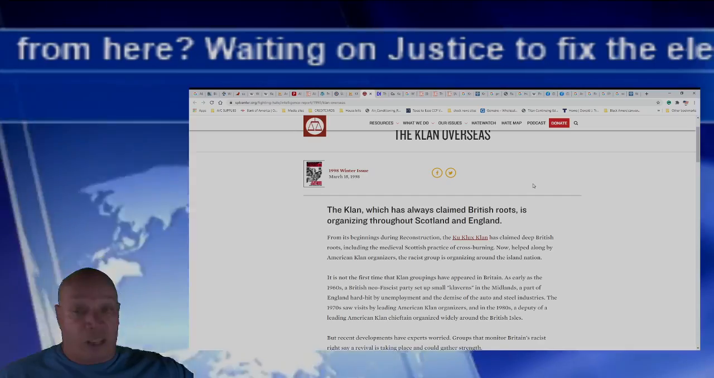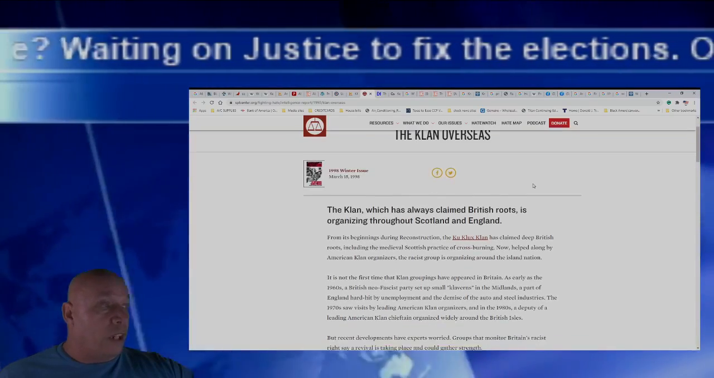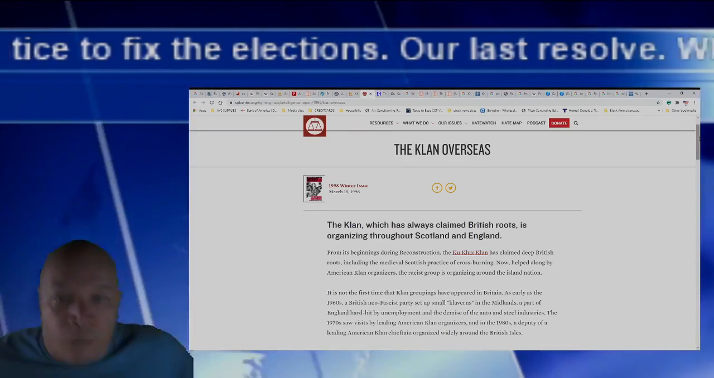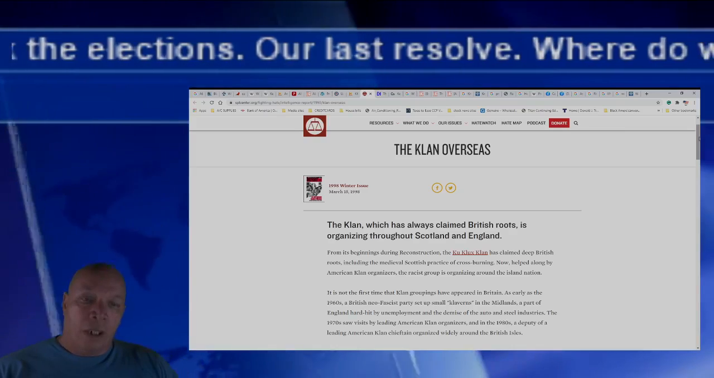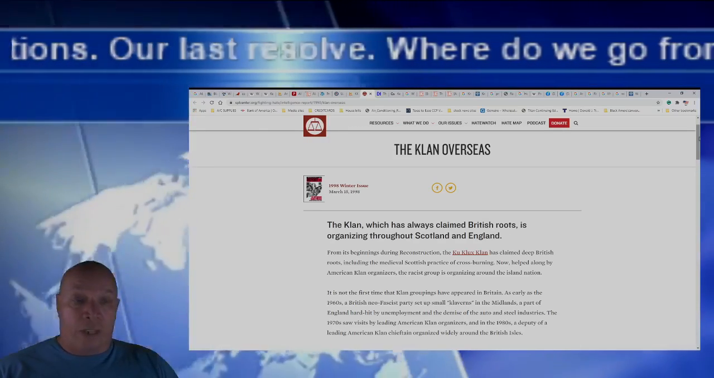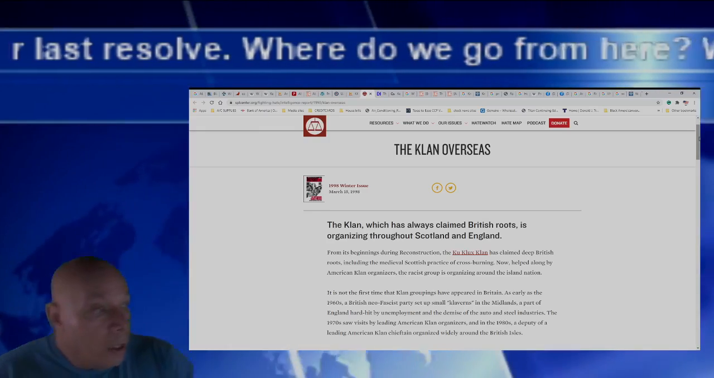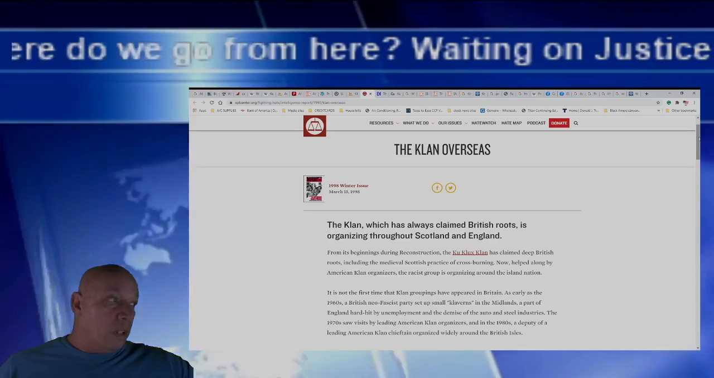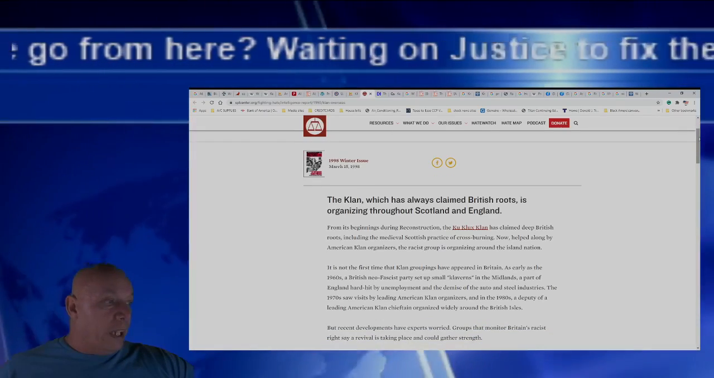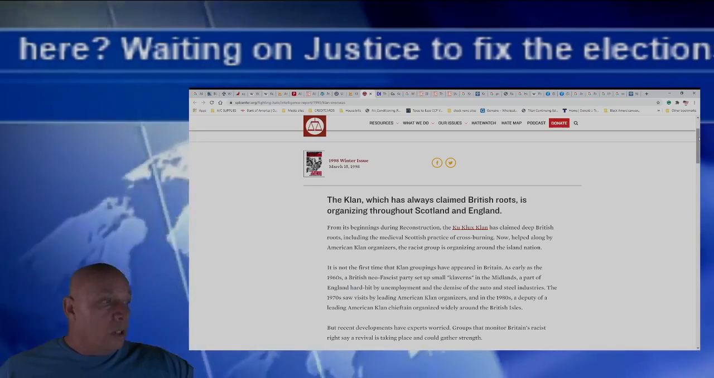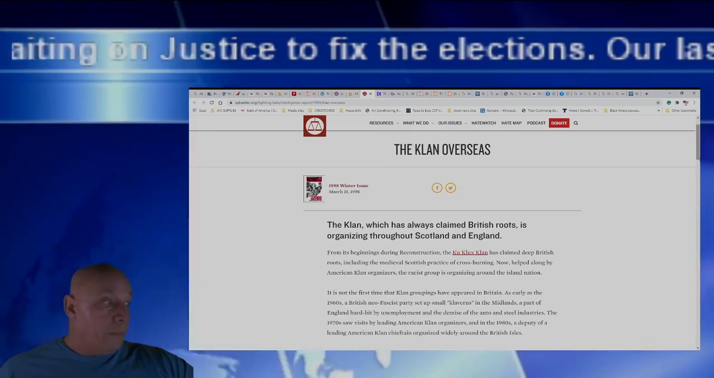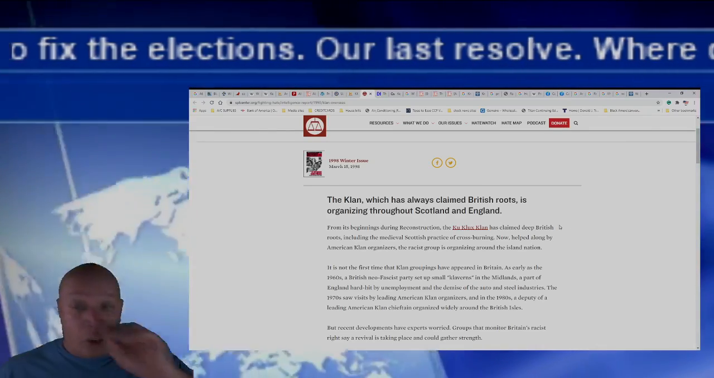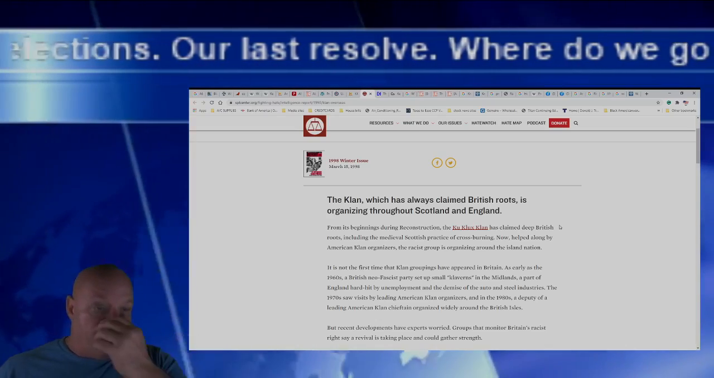The Klan, now this is an important thing because this is the fact. In the federal archives, we have letters that show, which I mentioned in the last video, about the Confederate flag and how it was a loyalty flag to Great Britain, representative of the Scottish Loyalists and the Irish Loyalists to the kings of Great Britain. And what people don't understand is that the facts are made clear in this story here, I'll include this. This was a very good story, I felt. From its beginning, the Klan, which has always claimed British roots, is organizing throughout Scotland and England. Understand this is true. The Ku Klux Klan is an ancient order that goes back. That's why you have the knights of it. It's a knights organization.